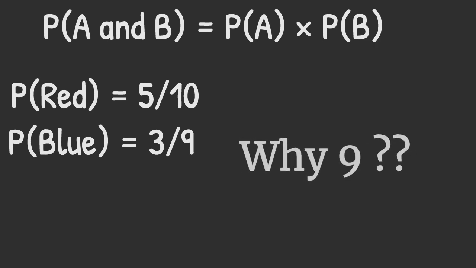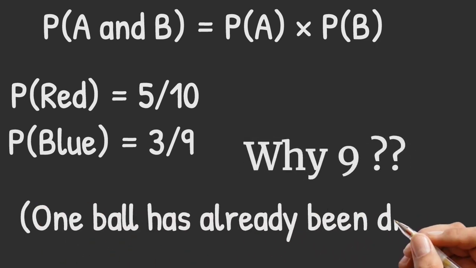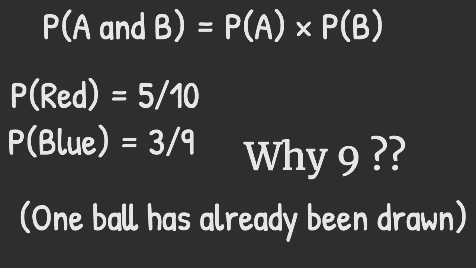You're probably wondering why 9 balls? Why not 10? One ball has already been drawn. Remember, the question says, what is the probability of picking a red ball, then a blue ball? That means the red ball has to be picked first before the blue ball. And if a red ball is subtracted from 10 balls, that leaves you with just 9 balls as your total.